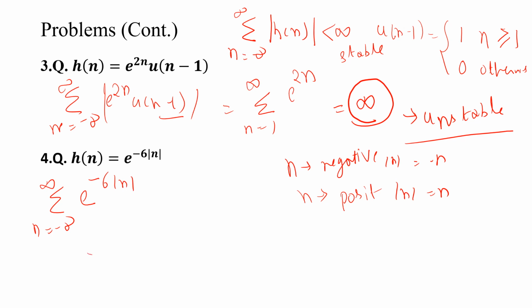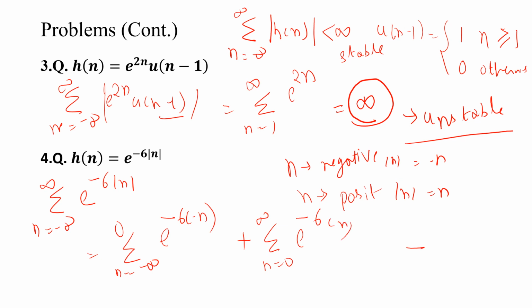So we have to divide into two parts. Summation of n equal to minus infinity to 0 of e to the power minus 6 minus n, plus summation of n equal to 0 to infinity of e to the power minus 6n. My mod n is for positive, it is n. So for n equal to 0, e to the power minus 6n means e to the power 0. So n equal to 0 to infinity, it will be minus 6n.